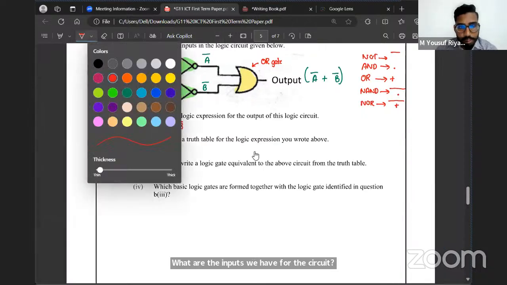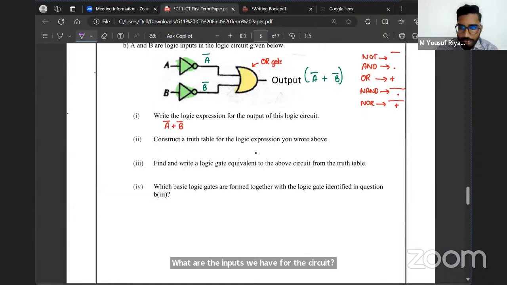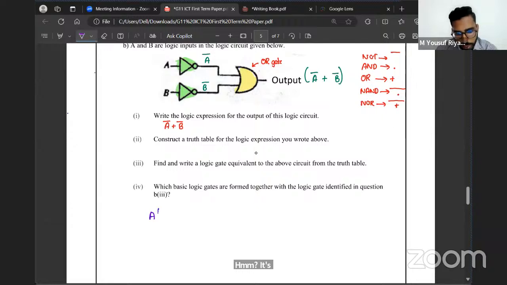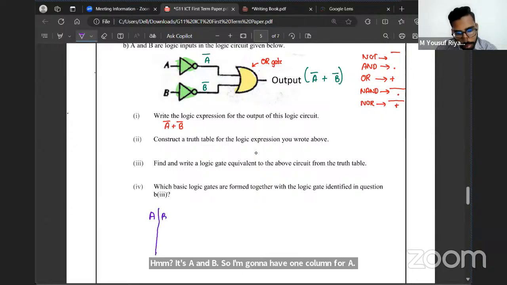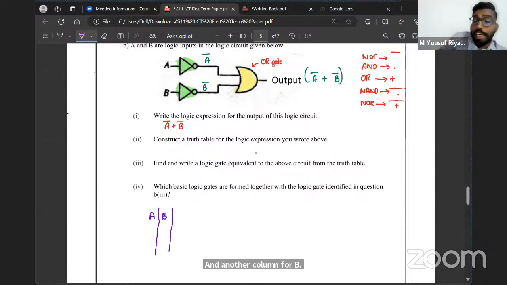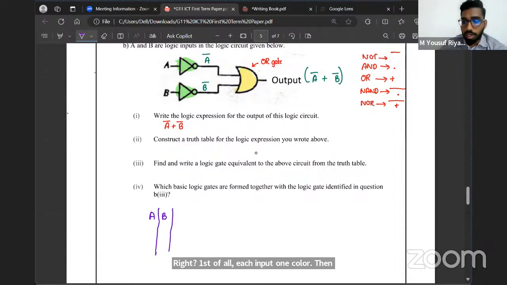What are the inputs we have for the circuit? It's A and B. So I'm going to have one column for A and another column for B. Right. First of all, each input one column. Then for each of the outputs one column. So you can see the top NOT gate, that this NOT gate we have here, that's going to give output called A dash. The NOT gate we have here, that's going to give output called B dash.